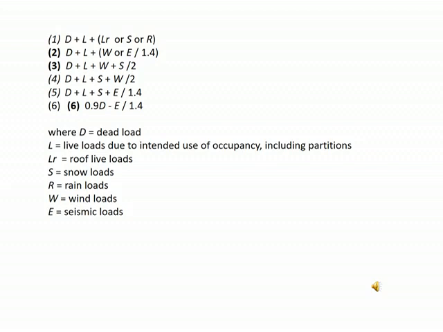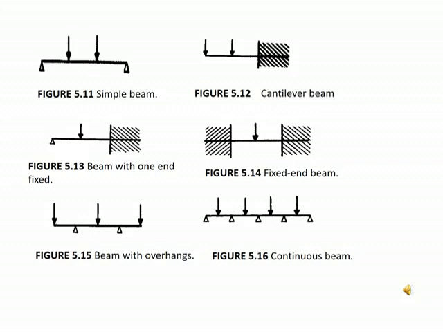D plus A plus W or E divided by 1.4, D plus A plus W plus S divided by 2, D plus A plus S plus W by 2, D plus A plus S plus E divided by 1.4, and 0.9 D minus E divided by 1.4. The diagram is simple beam, cantilever beam with one end free and the fixed end beam, and the beam with the overhangs and the continuous beam.